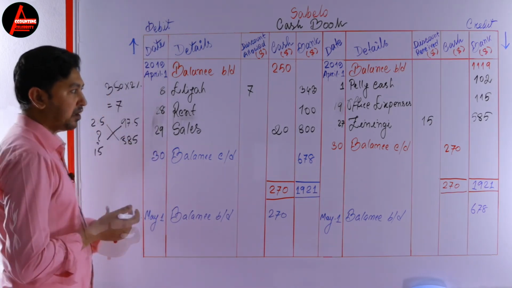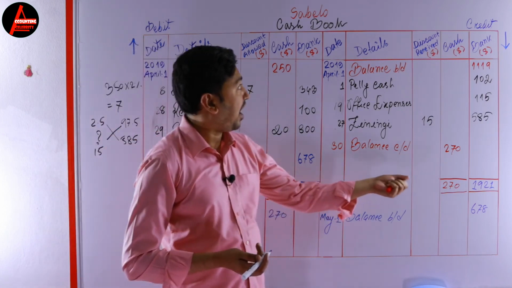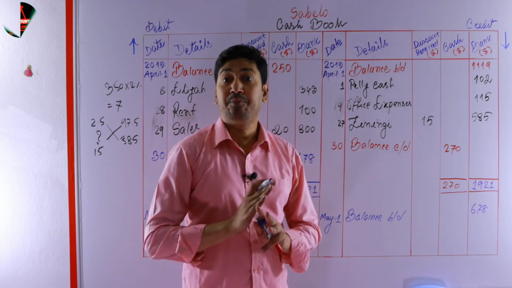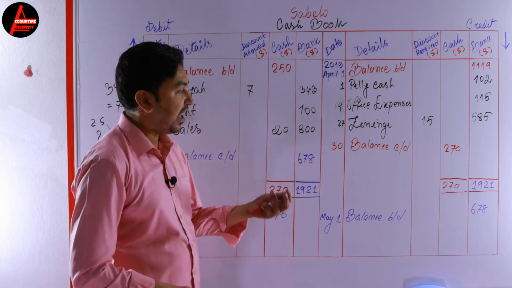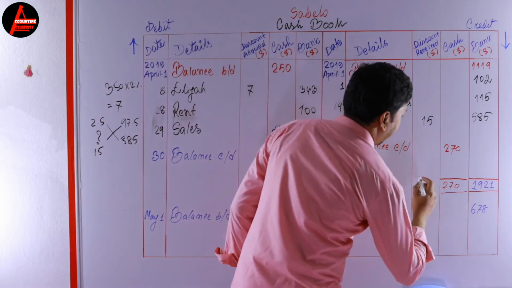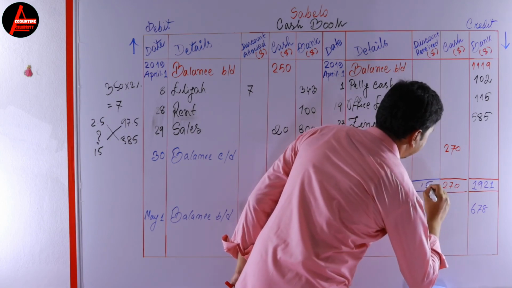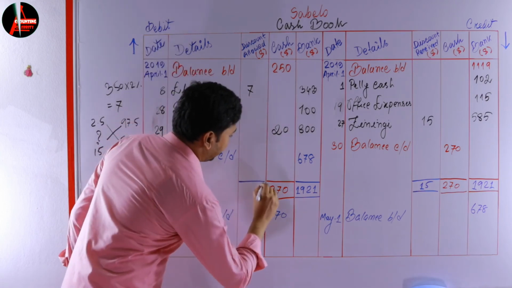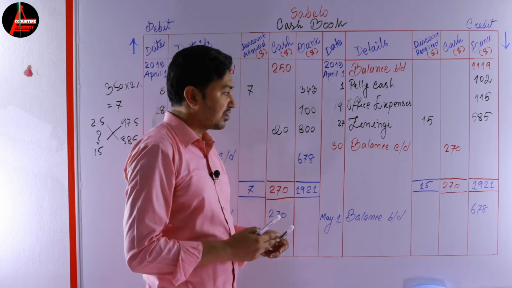Okay, so one thing you notice, discount allowed and discount received column. You don't have to balance these two columns. You just get the addition and you write here. That's all. So here total value is 15. Here total value is 7. This is all about our today's lesson.